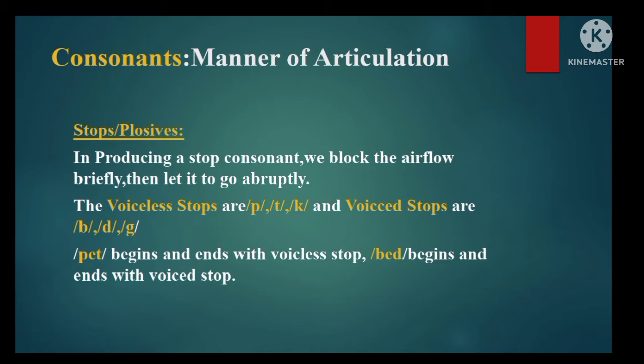Stops or the plosives. In producing a stop consonant, we block the airflow briefly, then let it go abruptly. In stops, what do we do? We stop for a moment and then we let it go abruptly, just like in this pa sound and ta sound and ka sound. These are the voiceless stops, and voiced stops are the ba, da, and ga sound. Here is the example that pet begins and ends with the voiceless stop, then bad begins and ends with voiced stop.